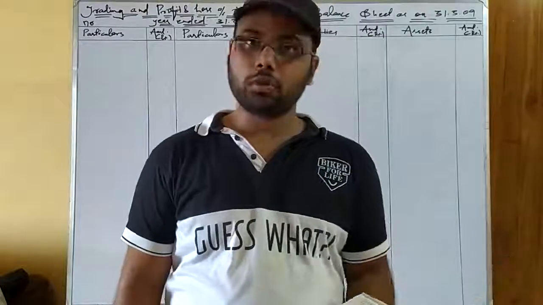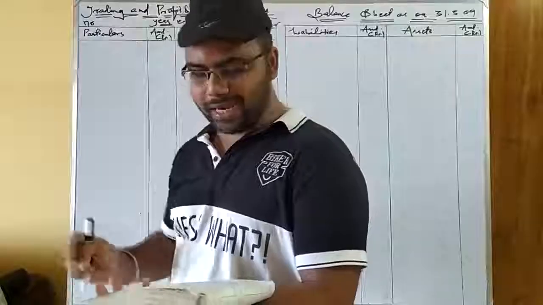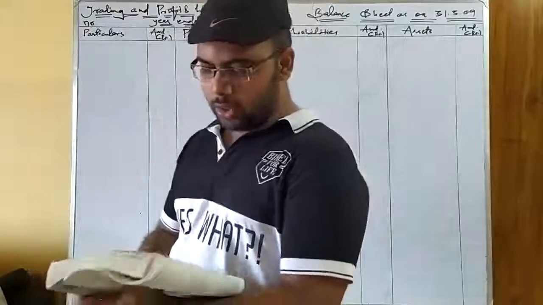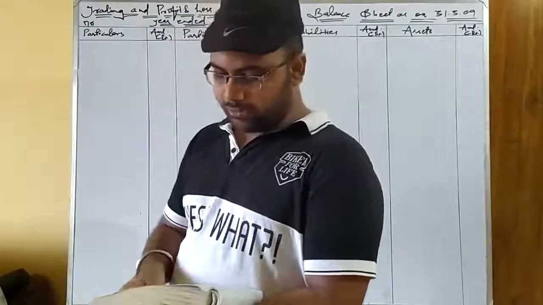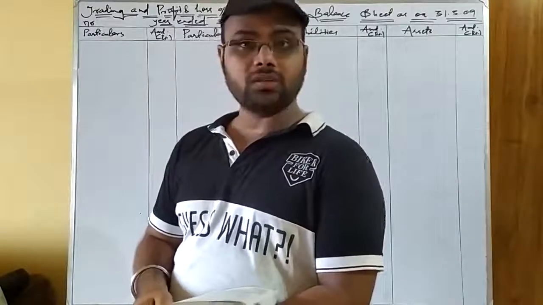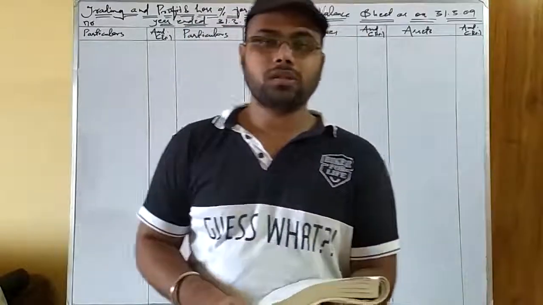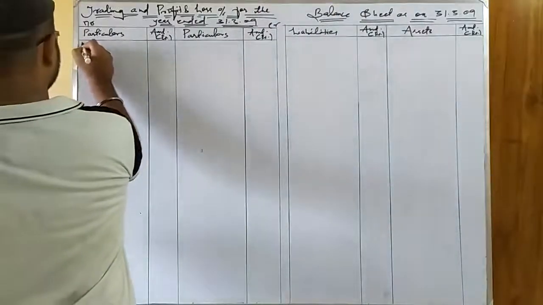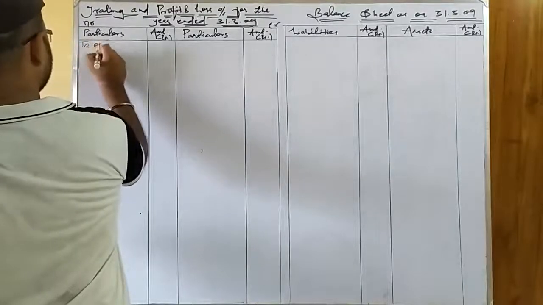So let us solve question number 15. Okay, and prepare a trading account, profit and loss account and balance sheet. Okay, so now we start to post the items. The first item given is stock on 1st April 2008, and as you know, stock at the beginning of the year is called opening stock, so it goes to the trading account debit side. Okay, to opening stock.